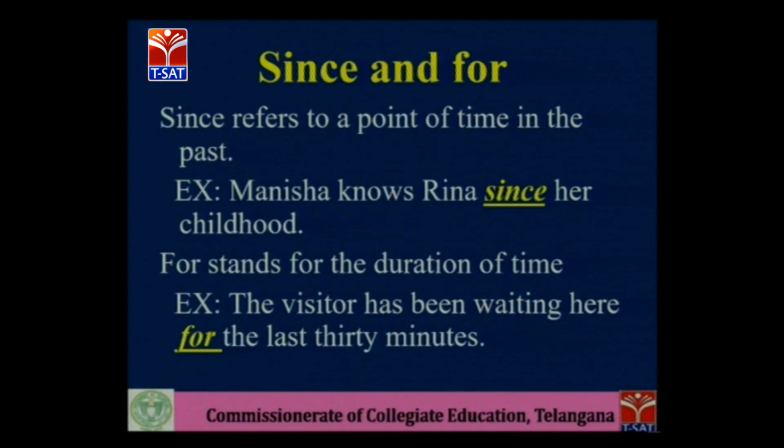And the next commonly confused preposition pairs are since and for. So since refers to a point of time in the past. For example, Manisha knows Reena since her childhood, and childhood is in the past, and hence we can use since here. So Manisha knows Reena since childhood. And the next one, for stands for the duration of time. For example, the visitor has been waiting here for the last 30 minutes, and hence we can use for because there is a duration of time and that is 30 minutes. So this is about some commonly confused prepositions.